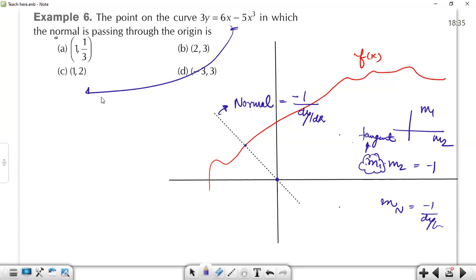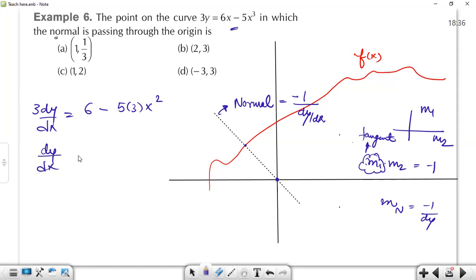So let's differentiate it further. 3 into dy by dx equals 6 minus 5 into 3 into x square. I guess this is clear to you. So dy by dx would be simply dividing the right hand side by 3.